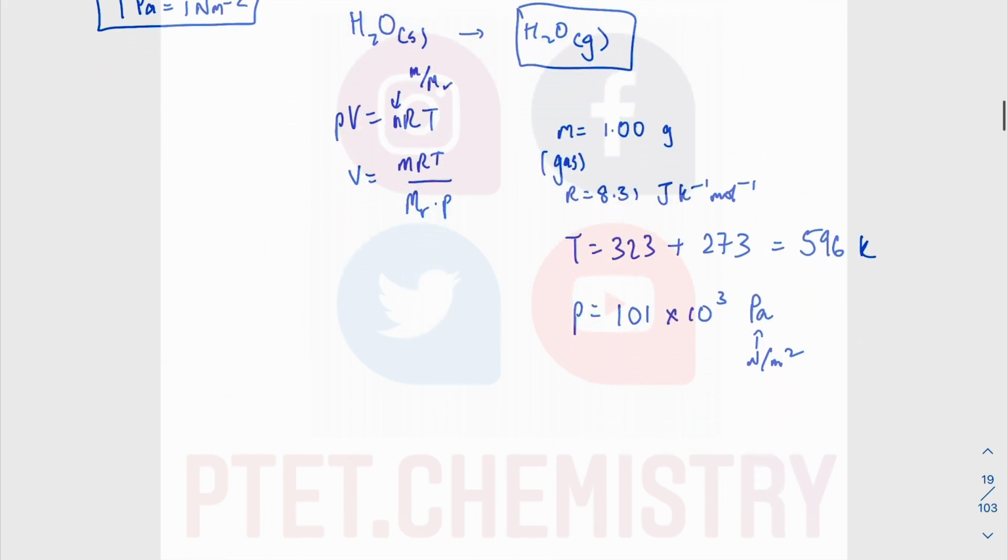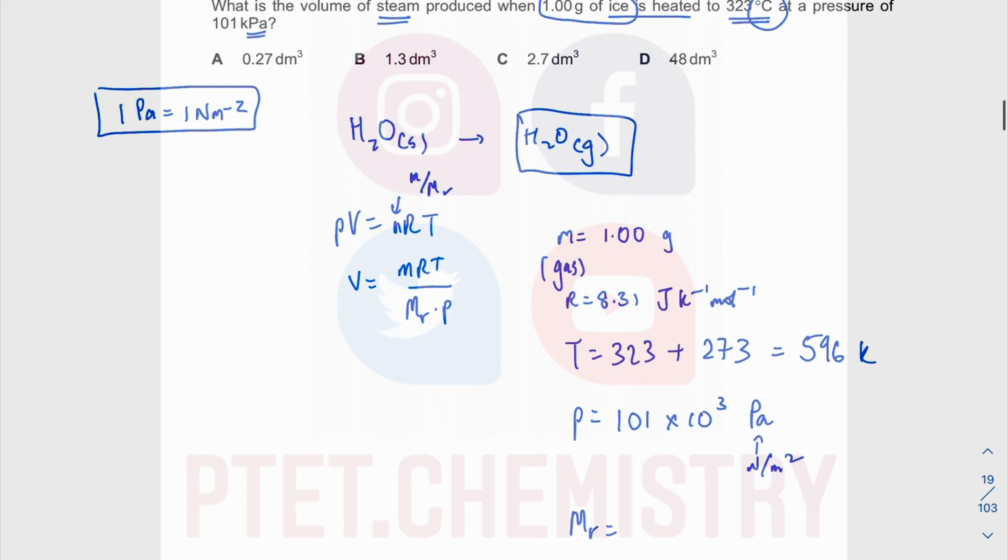The next bit really is the MR. Well, the gas is H2O, so the MR is going to be 18.0, which is 2 times 1.0 for the hydrogen plus 16.0. Put all that into your equation. Be aware that with all these units, the volume will be given in meter cube. This is in dm cube, but I will worry about that later on.